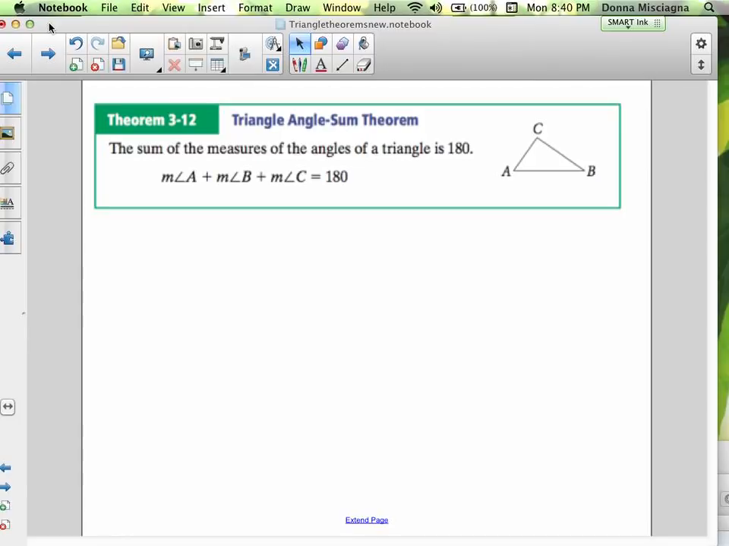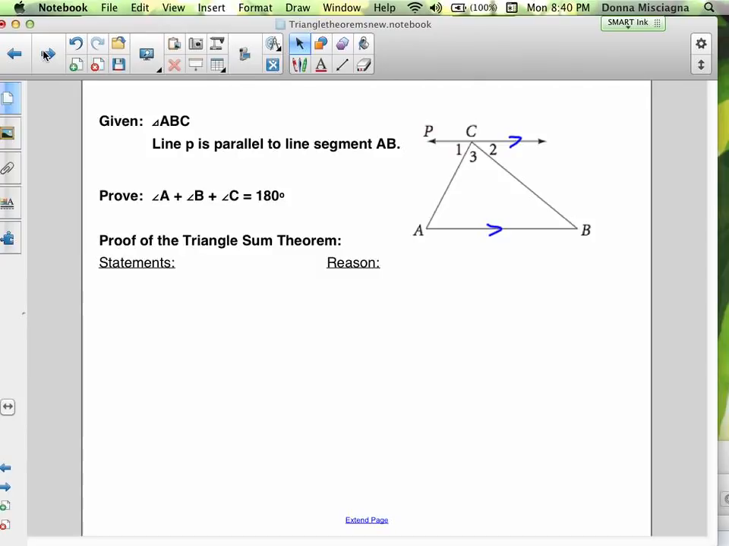So if I add up all the angles in the triangle, they're going to add to 180 degrees. And you've kind of just taken that on faith. Well, now we're going to prove it. And you might be asked later on to prove this theorem as well. And really, if you can follow along in the steps and explain it in your own words or write a similar proof, you'll be able to do just fine on that.